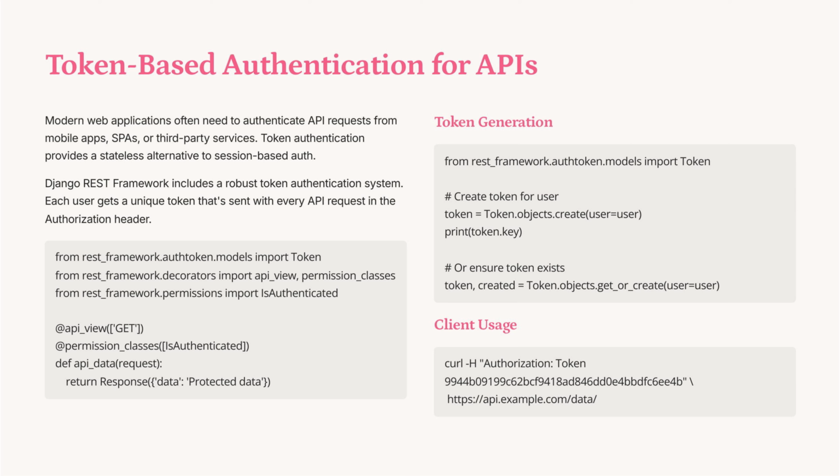Token-based authentication is crucial for securing API requests in modern web applications. Django REST framework offers a robust system where each user receives a unique token. This token, sent in the authorization header, ensures stateless authentication. Tokens can be created or retrieved using Token.objects, providing flexibility in managing user access.